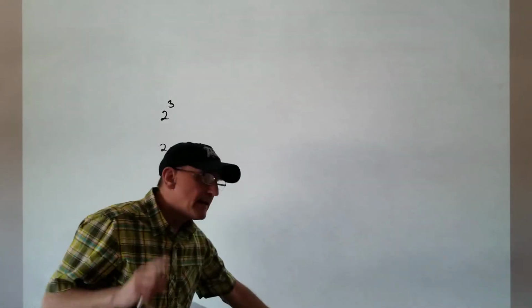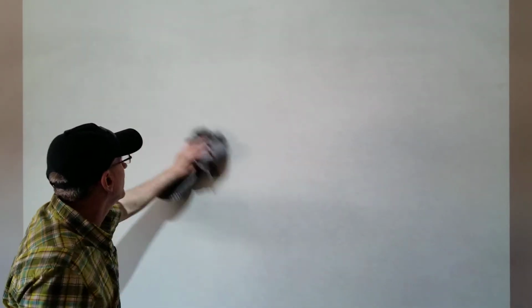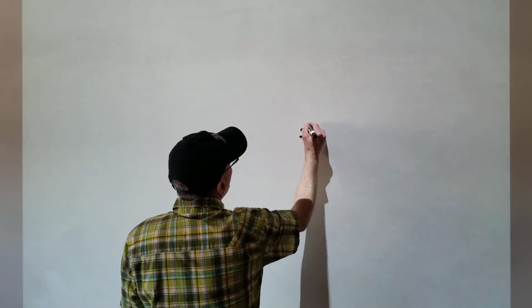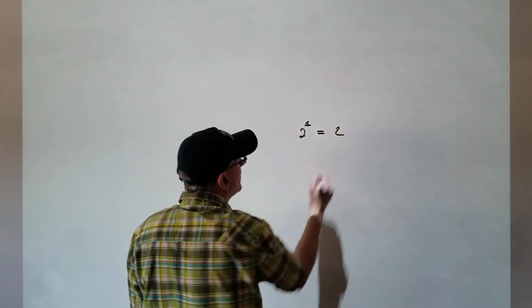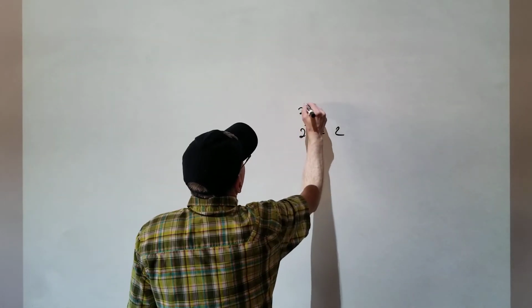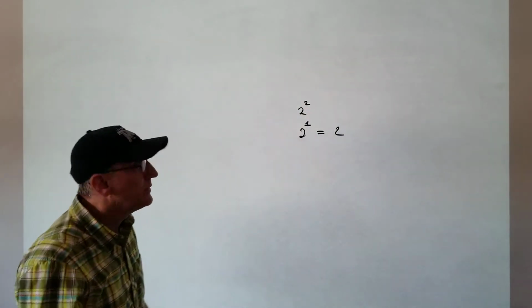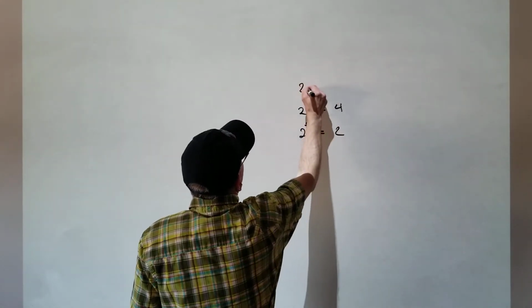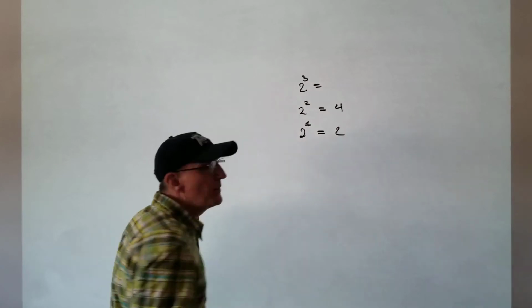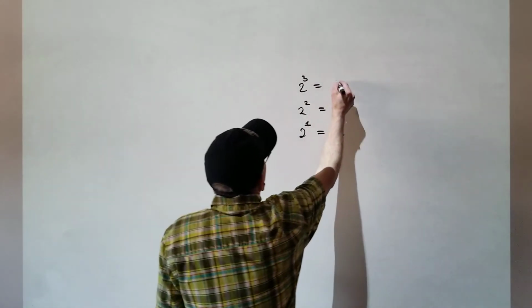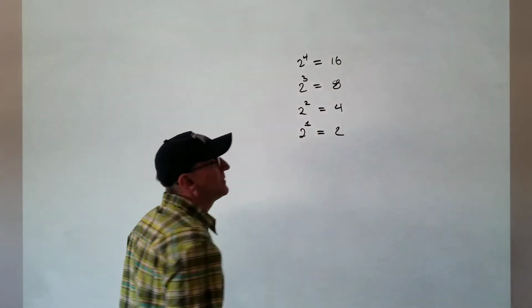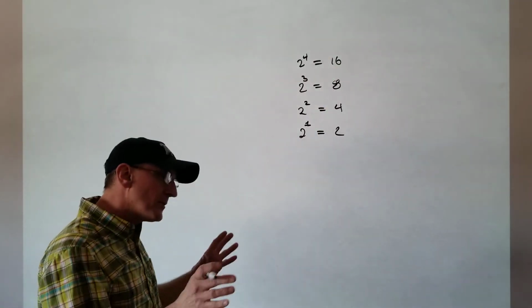Now, let's take a look at some powers of 2, just because 2 is easy. 2 to the first, what does that mean? Well, that just means 2. It means you have one factor of 2. 2 squared, 2 to the power of 2, means 2 times 2, which is 4. We just did 2 to the third. That's 2 times 2 times 2, that's 8. 2 to the fourth is 16, because 2 times 2 times 2 times 2 is 16.